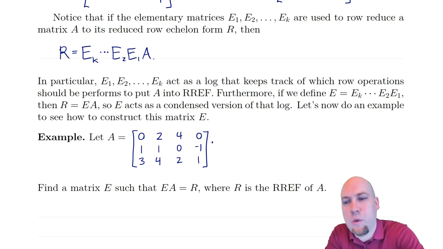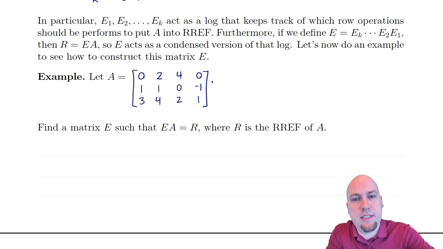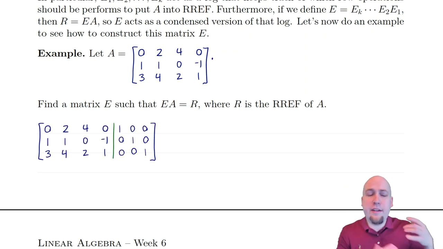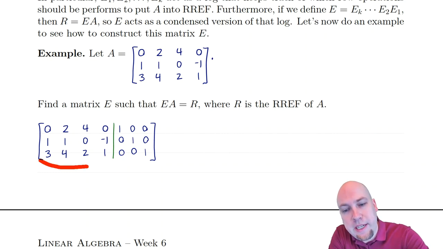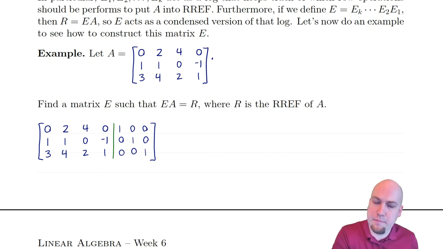I'm going to show you a quicker and easier way to find that log matrix that tells you how to put a matrix into reduced row echelon form. So what we're going to do is find a matrix E, the product of all the elementary matrices, such that EA equals the reduced row echelon form. The method that works is you take your original matrix A and you augment on the right by an identity matrix.